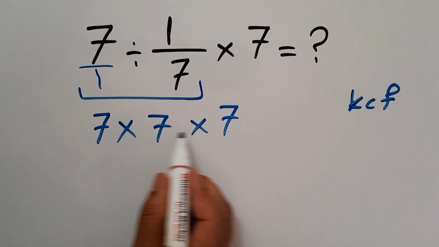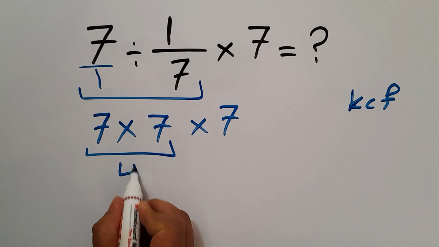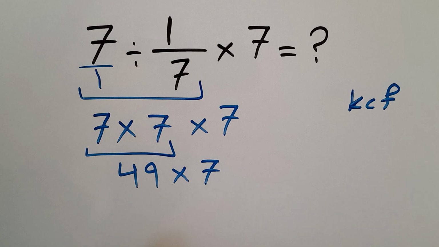Now we have two multiplications. 7 times 7 gives us 49. So 49 times 7. Okay?